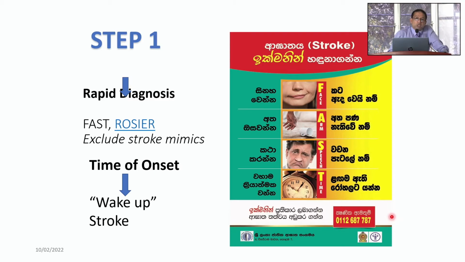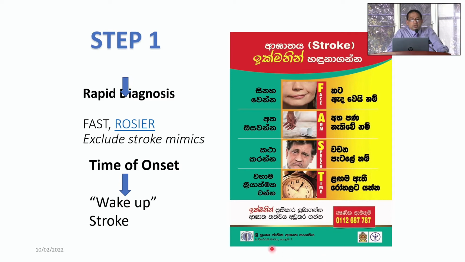The other thing you can tell your patient is that Suwa Seriya has made an app, available to download on mobile phones, so the patients can have it with them. It's very easy: if you call through the app, the ambulance can quickly locate the patient, rather than relying on directions. So it's very important that you tell the patient to download the 1990 app on their smartphones.